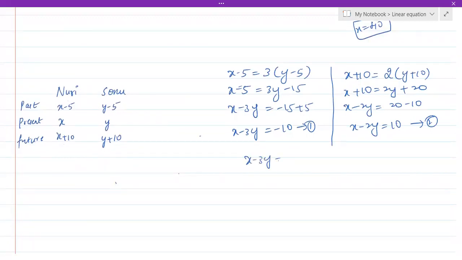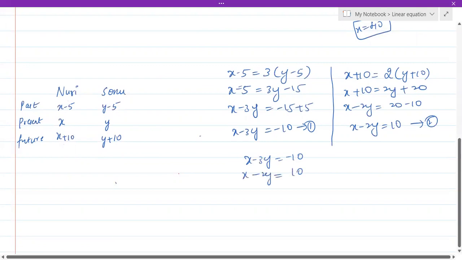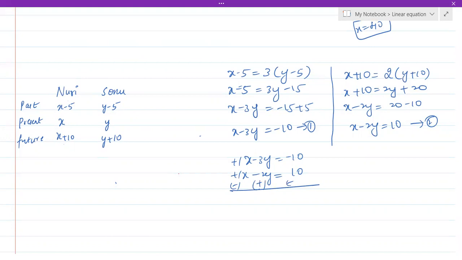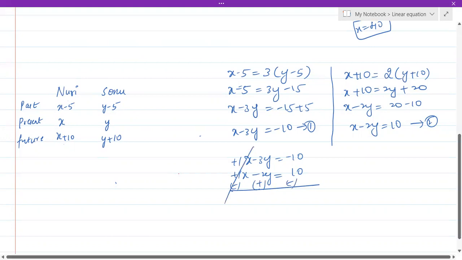x minus 3y is equal to minus 10. x minus 2y is equal to plus 10. As you can see, both are positive 1, so we have to change the sign. So let's change the sign. Plus 1x minus 1x gets cancelled. Minus 3y plus 2y will become minus 1y equal to minus 20, which implies y is equal to minus 20 by minus 1. Minus minus gets cancelled. So 20 by 1 is 20. Therefore, y is 20.